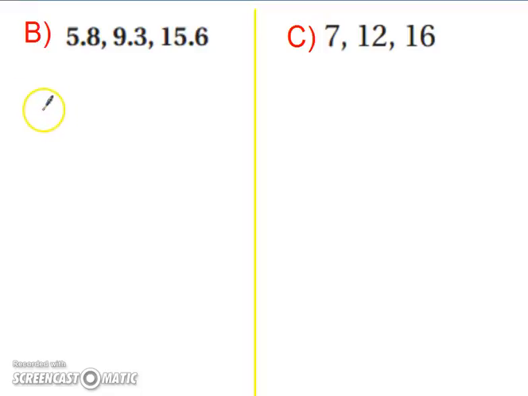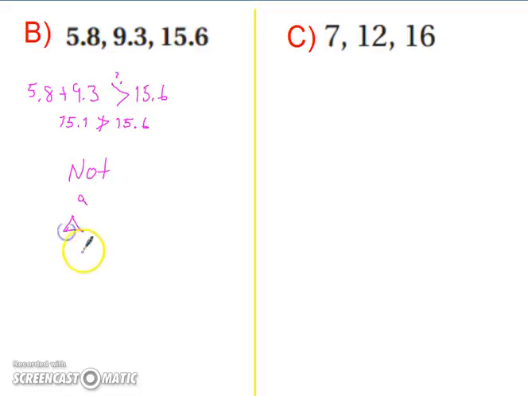Alright, now that you've had a chance to try them on your own, let's try them together. So first, determine whether or not it's a triangle. So we have 5.8 plus 9.3, and that needs to be greater than 15.6. And, well, last time I checked, 15.1 was not greater than 15.6. So therefore, it is not a triangle. Alright, well, let's try this next one.